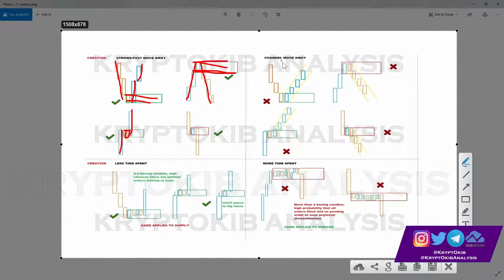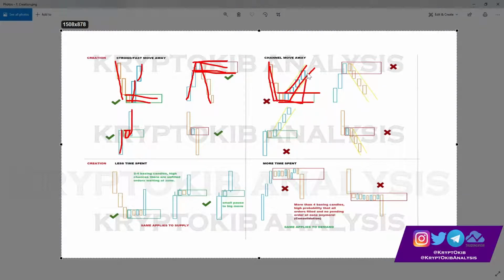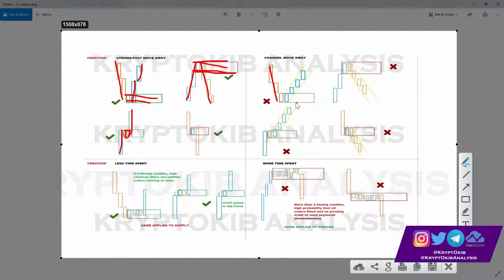Then I said this is a channeled move away, where you have your drop, you have your base, and then outside the base you have a channeled move away. Some people will see it as strong, but look at this. Is it not a drop base rally? It is a drop base rally, but then it is a channeled move away. And for it to be a channeled move away, I do not want to take that zone, because I expect this shadow to break down, and sometimes a breakdown will force and then will take out your demand zone.